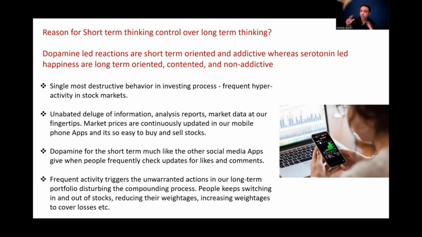Whereas serotonin creates happiness over the long term. It's a long-term oriented mindset, contented and non-addictive. Taking exercise every day, having diet control, having the discipline to read every day, having the discipline to save and invest every day, every week. These are all non-addictive. These are tough things to do, but over the long term it creates happiness. Over the long term it creates contentment, but it requires a lot of discipline, right?